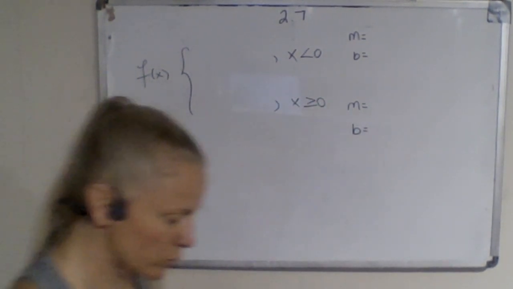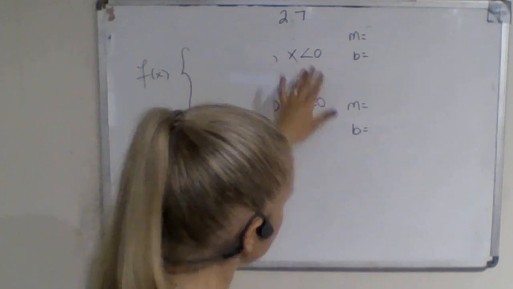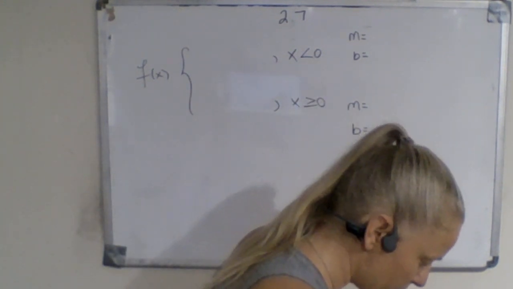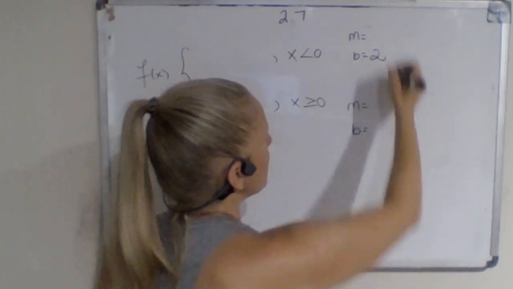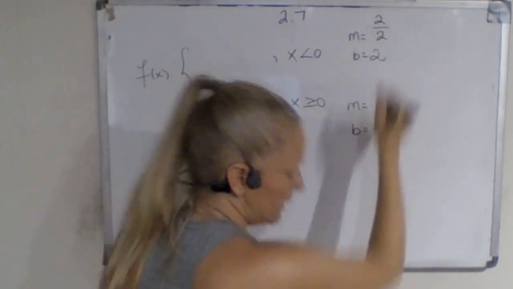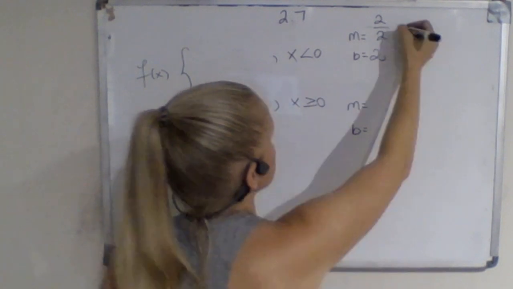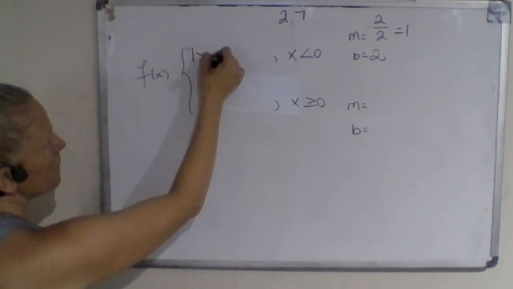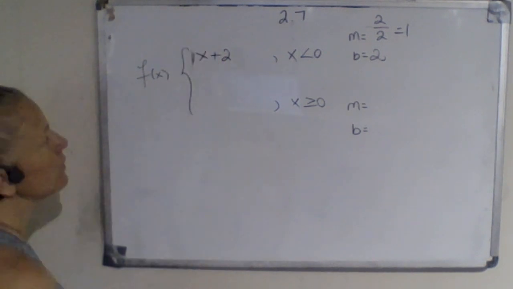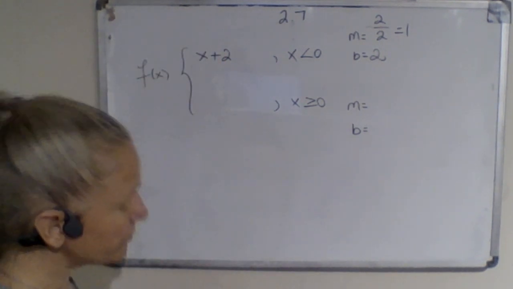All I have to do now is read that graph. So I'm going to go with the first one. What happens when x is less than 0? Well, my y-intercept is 2, so my b is 2. And my slope is 2 over 2. If you look at it, it goes up 2 and over 2, which is 1. So my function is 1x plus 2, or you can leave the 1 out and just say x plus 2.